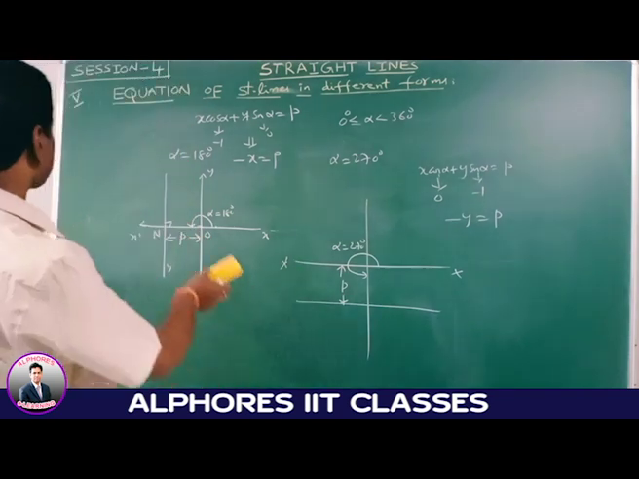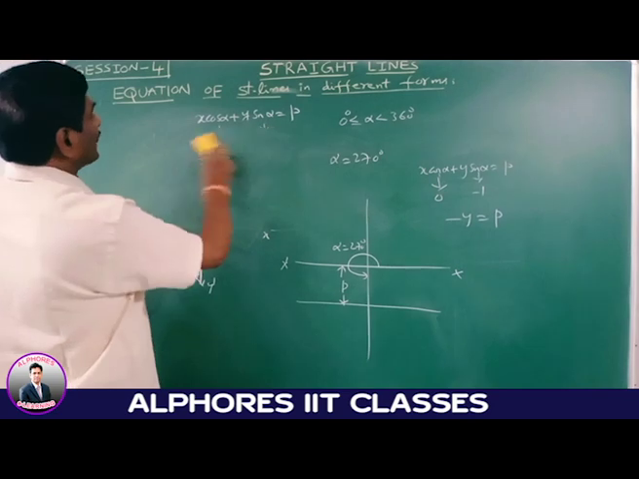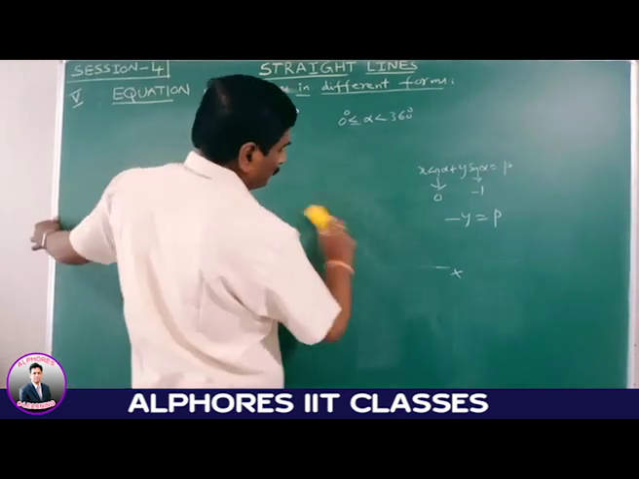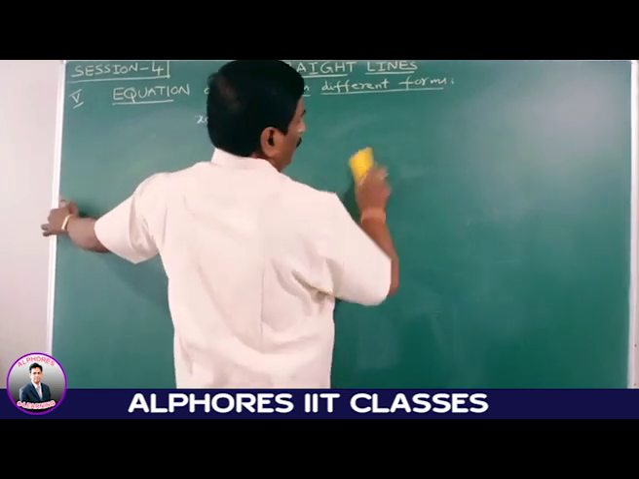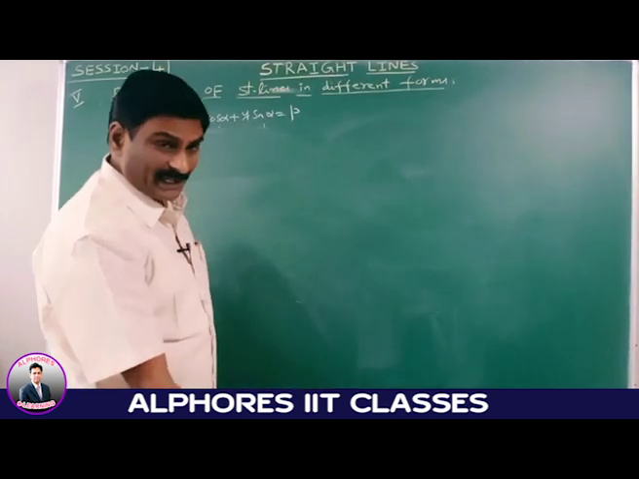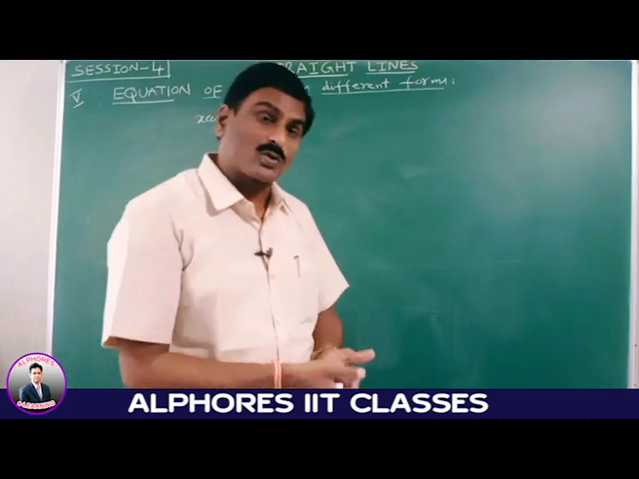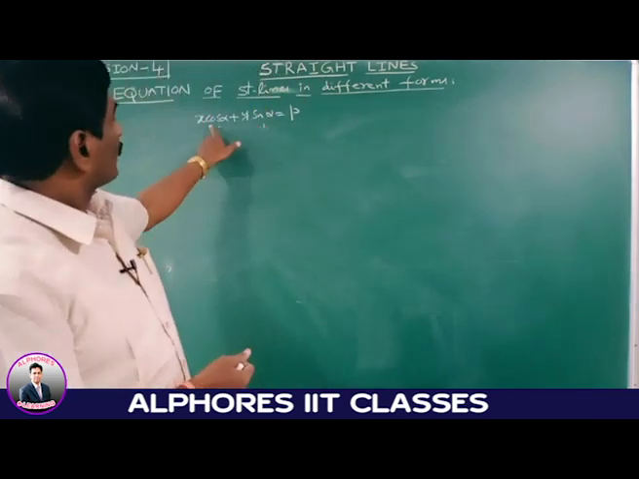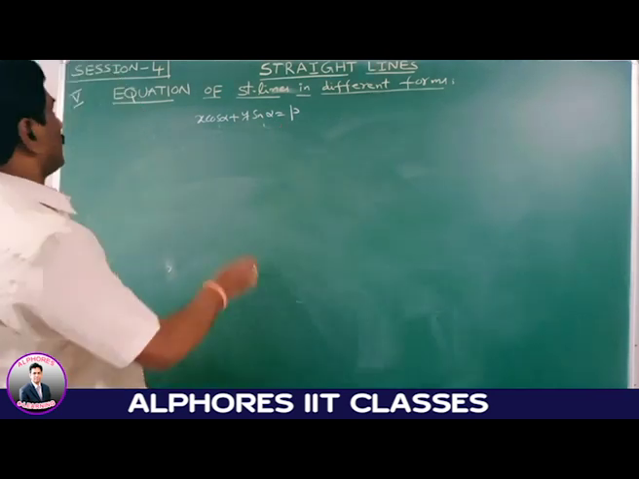Next, suppose we consider the allied angles. That means the values lie in between 0 to 90, 90 to 180, 180 to 270, 270 to 360. We discuss the straight line graph. Okay, please observe this value.